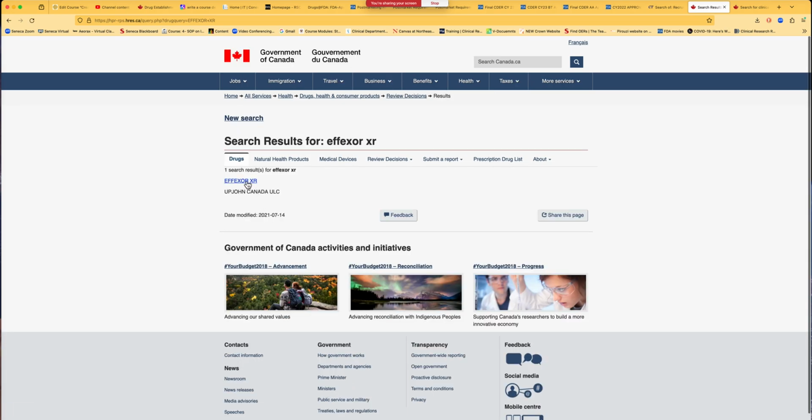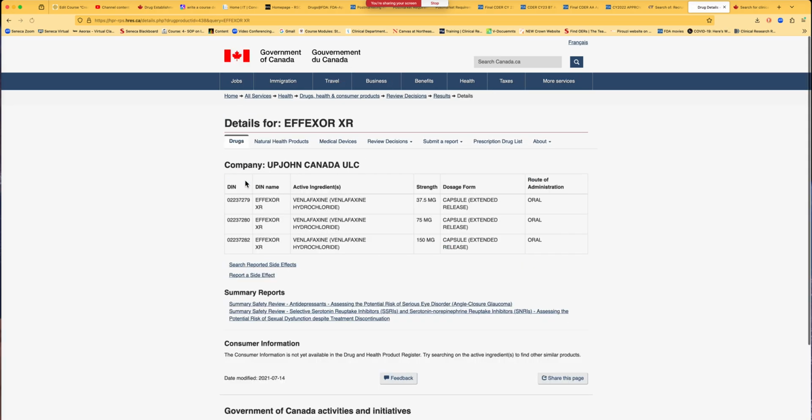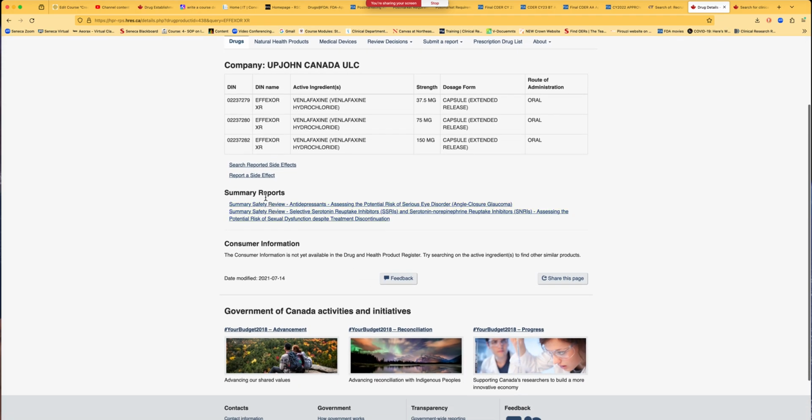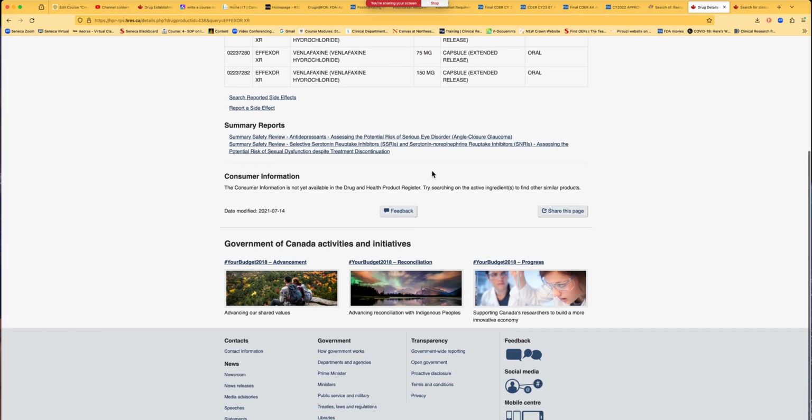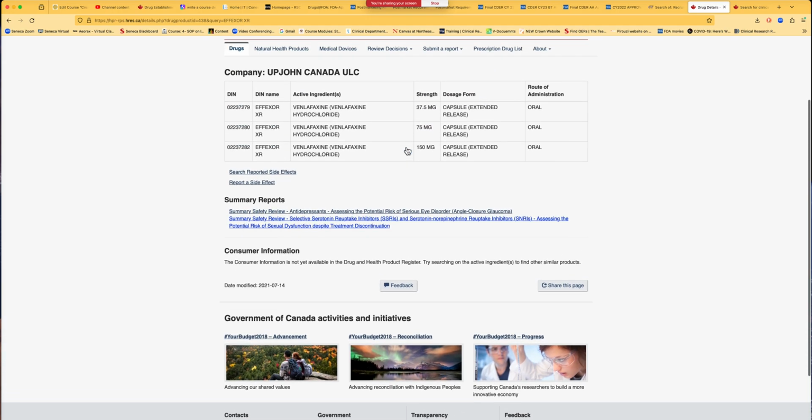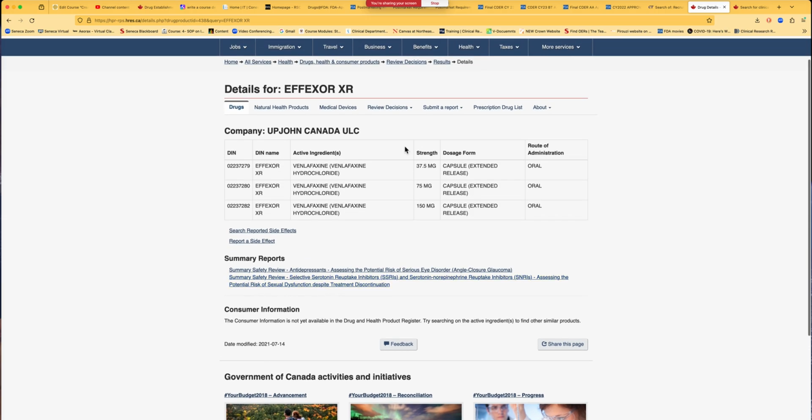You can now see that for Effexor, for example, we do have several pieces of information. We can look into the summary reports, antidepressant, etc. And then it ends there. Okay, of course you have a lot to read, but it's not as sophisticated as the one that we had in Drugs@FDA. This is my point.